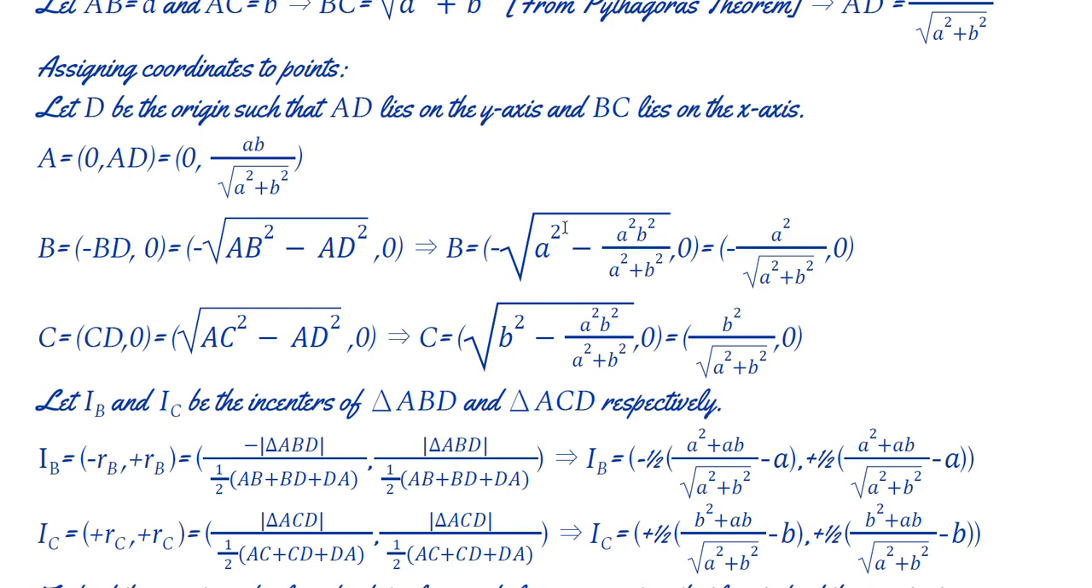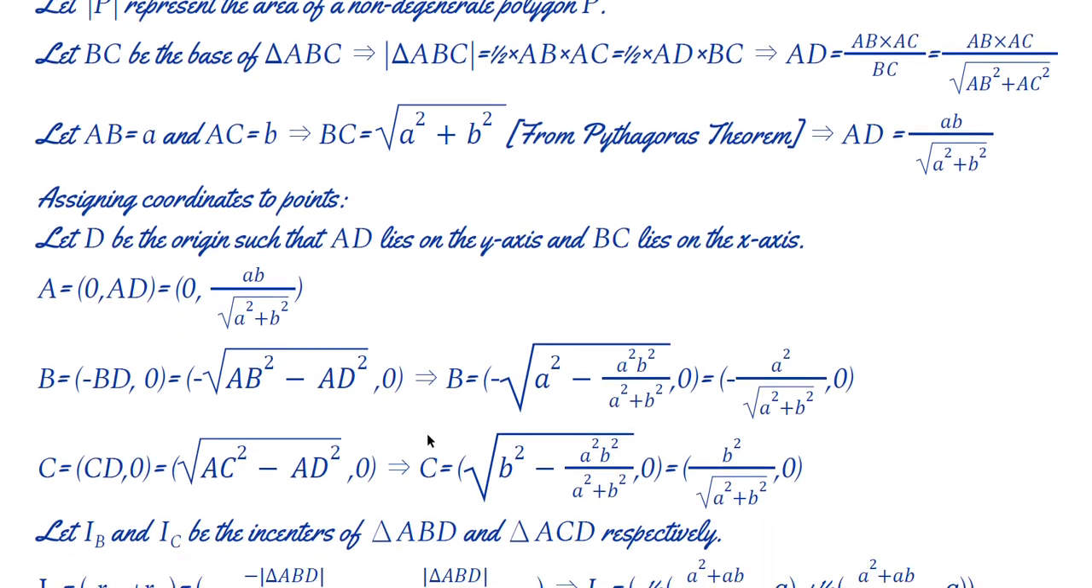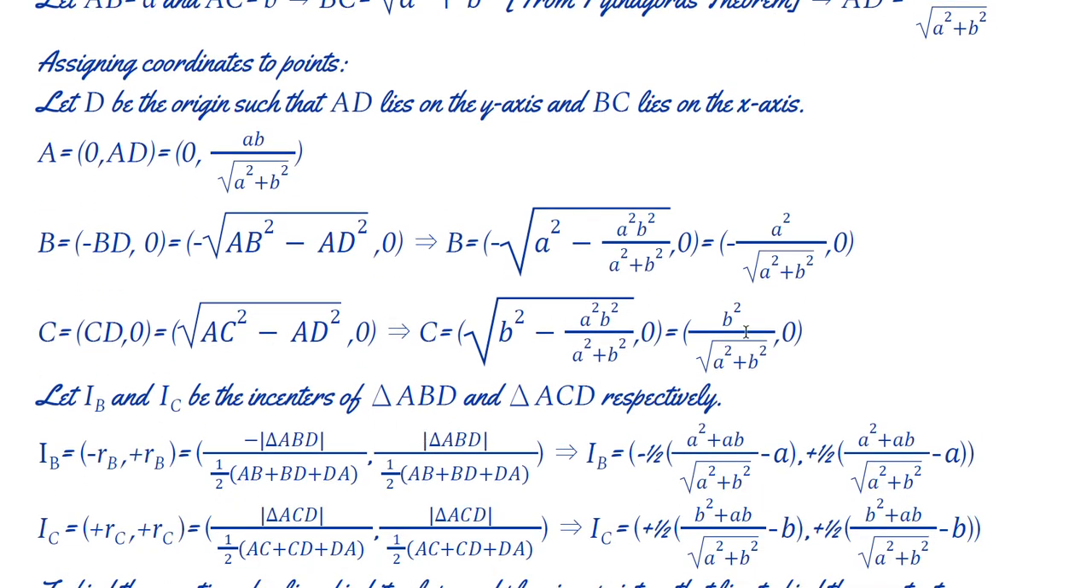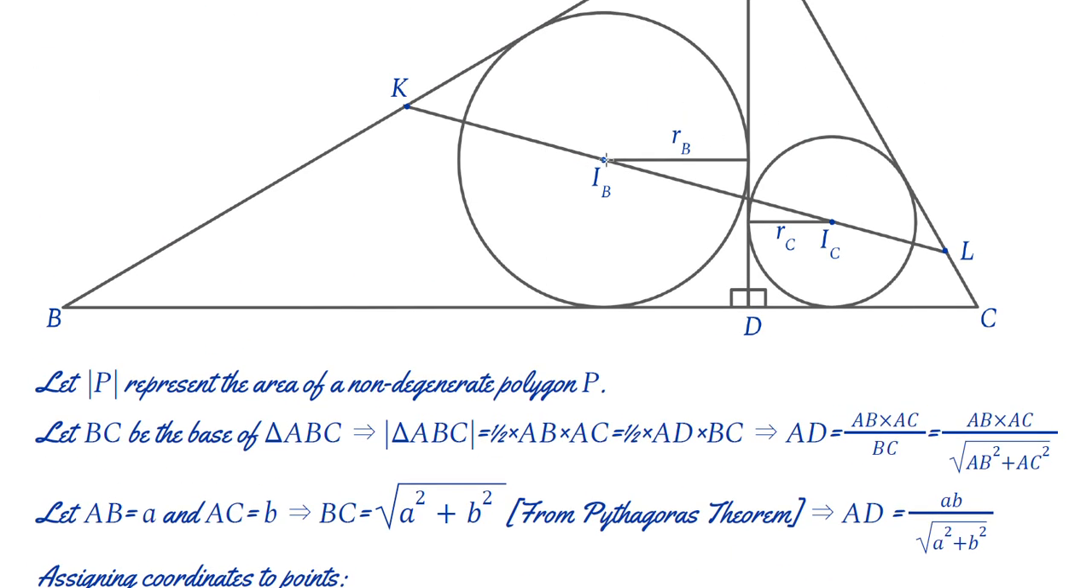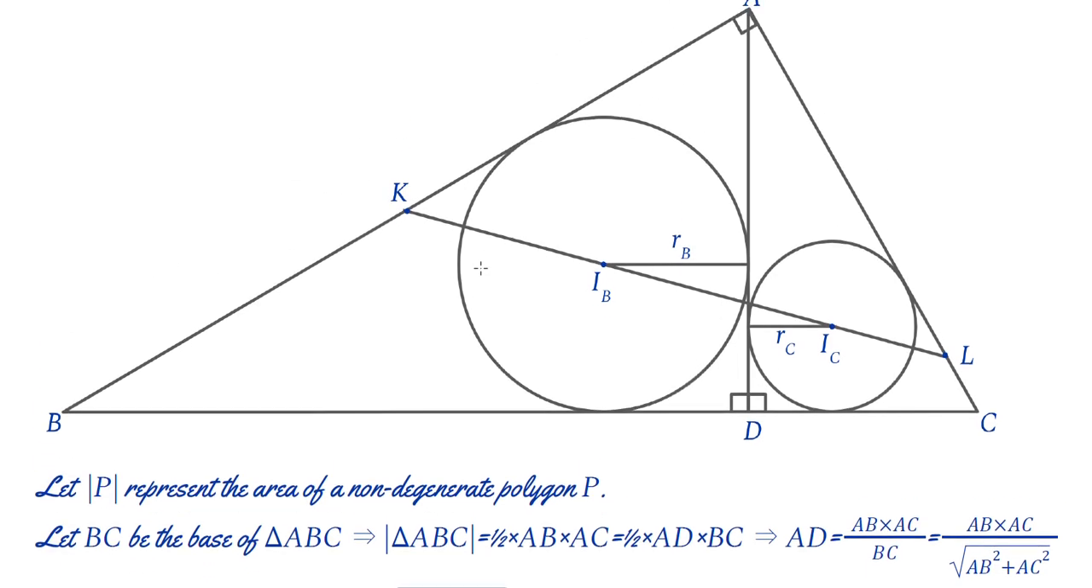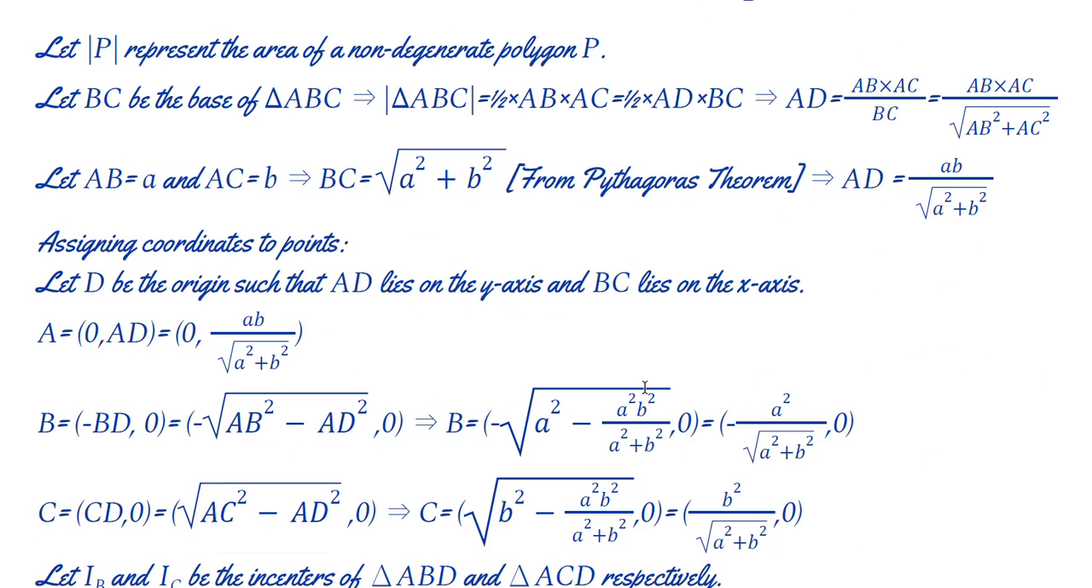And then simplifying this, we get a squared minus a squared b squared by a squared plus b squared, because this is the value of AD squared. Then you get a squared by root a squared plus b squared. And then we do the same thing with DC. And then we get b squared by root a squared plus b squared. And then we denote the incenters as IB and IC. And then RB, as you can see here, is the radius, or the inradius of ABD, and RC is the inradius of ADC.